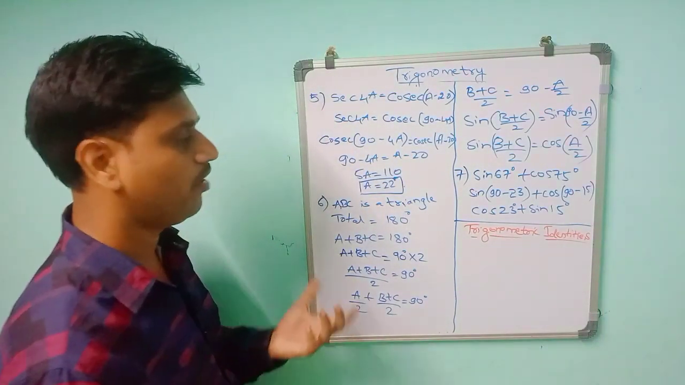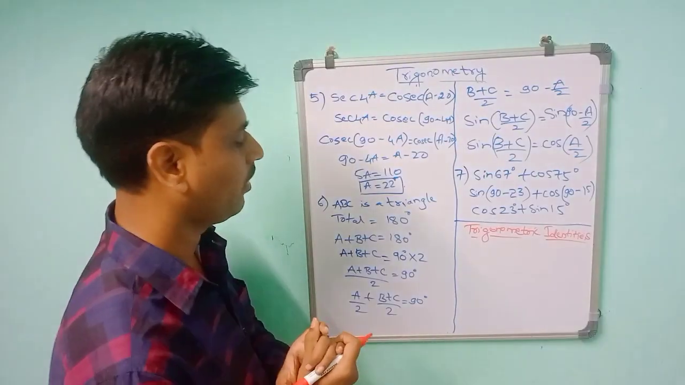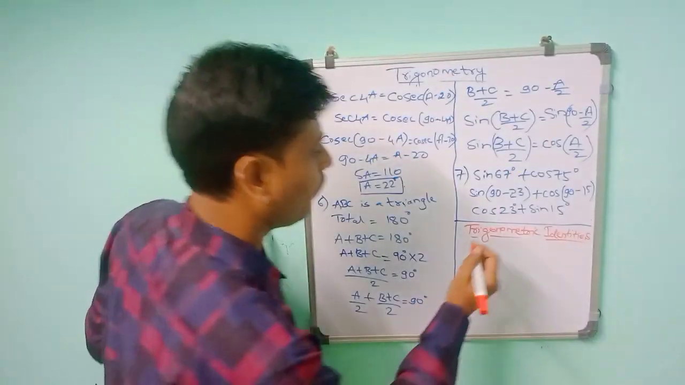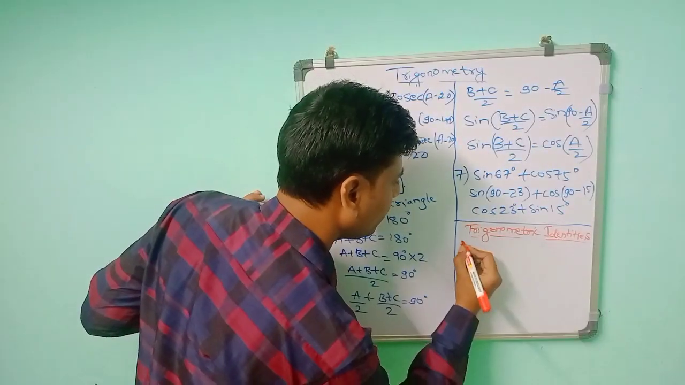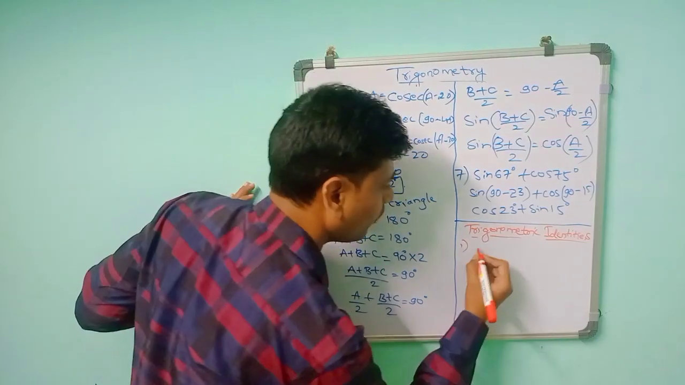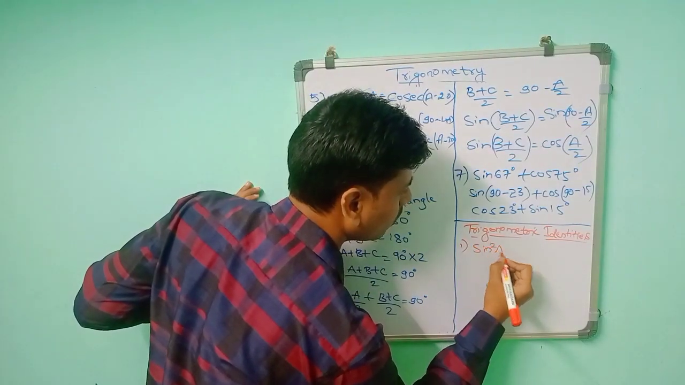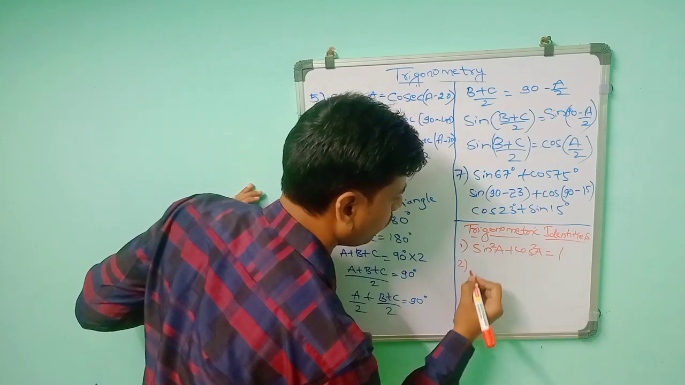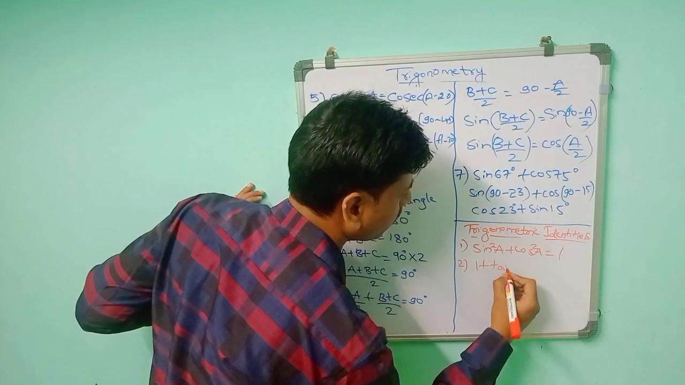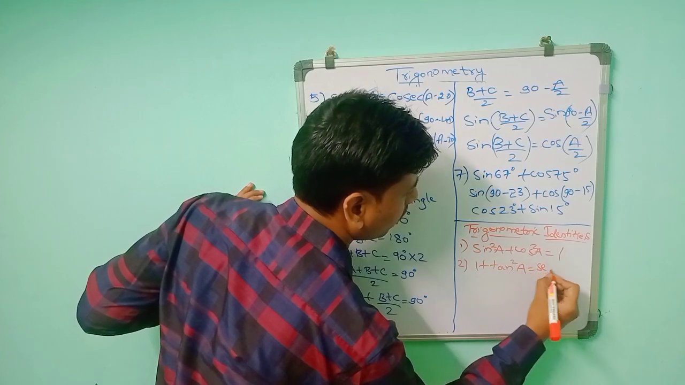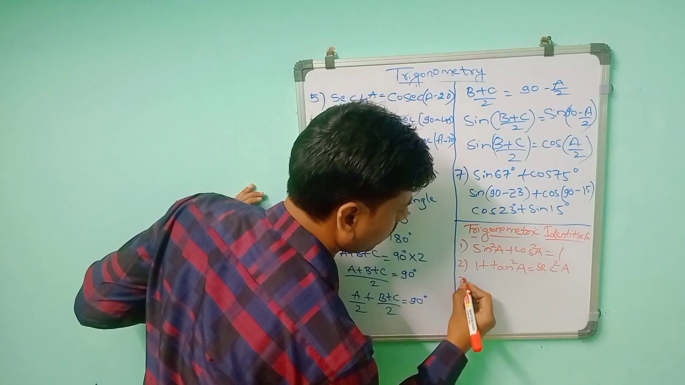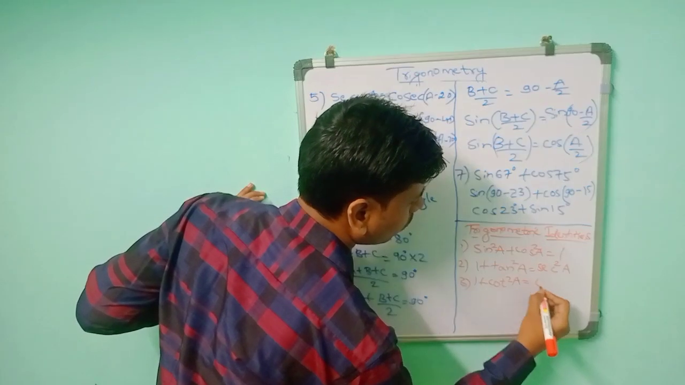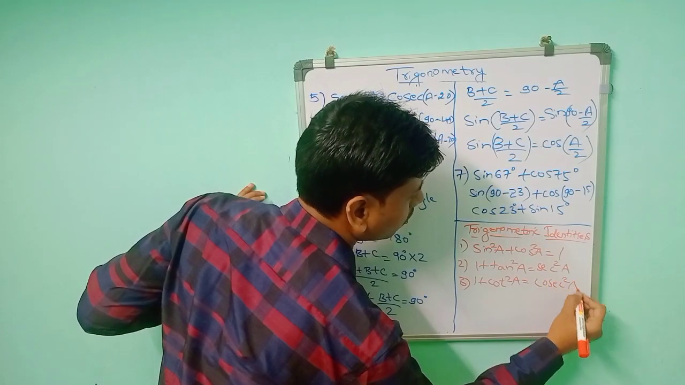So there are three important trigonometric identities. They are given in the textbook in the first part. There are three identities. They are: sin squared A plus cos squared A is equal to 1; second one, 1 plus tan squared A is equal to sec squared A; third one, 1 plus cot squared A is equal to cosec squared A.